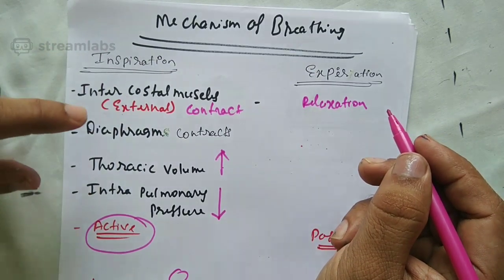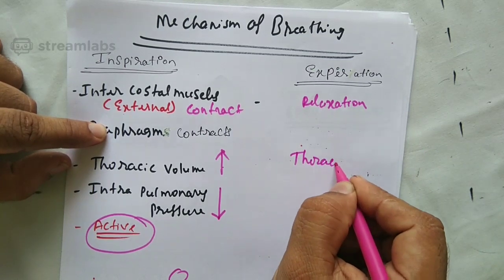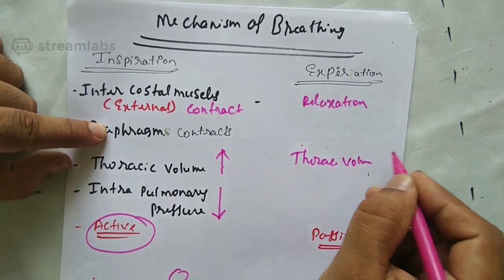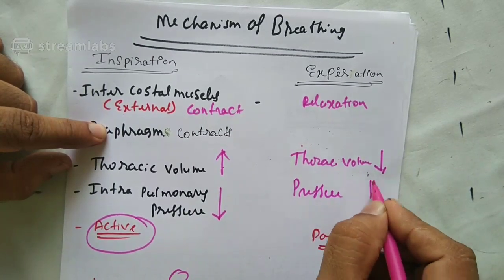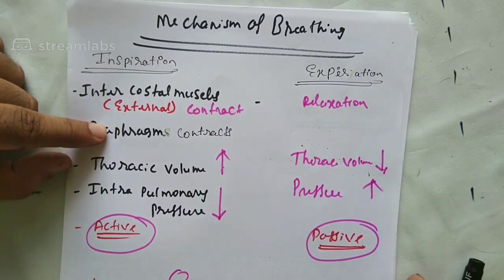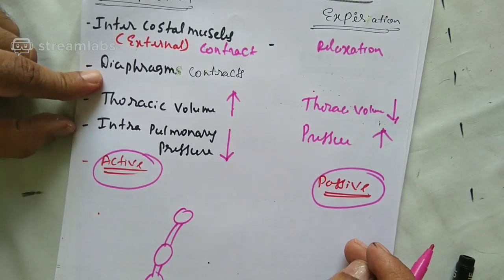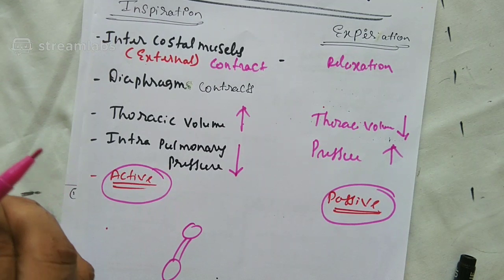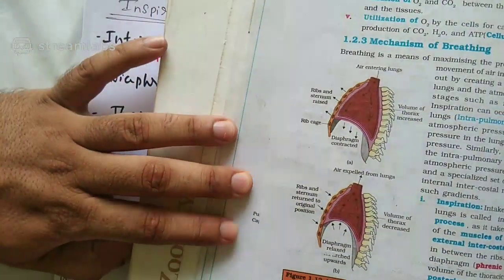Intercostal muscles and diaphragm relax, where the thoracic volume gets decreased and the pressure gets increased, leading to a passive process called, yes, what is that? Expiration. Hope the matter is clear for you. This is regarding inspiration and expiration. Please see the picture here carefully.